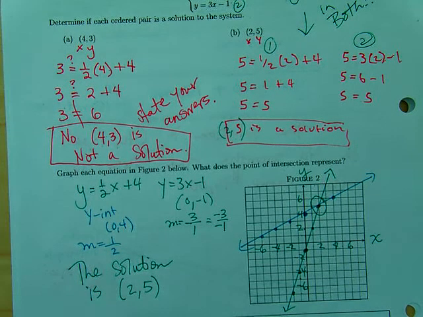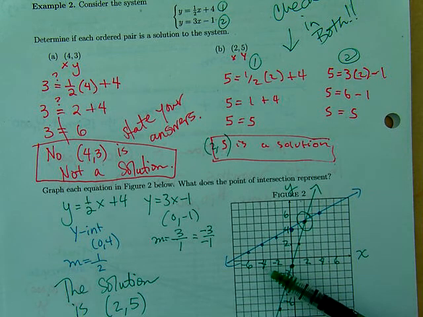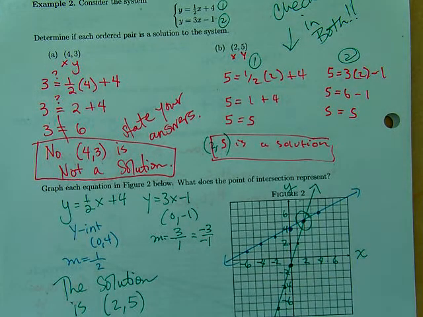I cannot emphasize checking in both strongly enough. Because if you graph one of the equations wrong, okay, sometimes people put the y-intercept on the x-axis. I don't know, crazy things happen. If you graph the lines wrong, they're going to cross, maybe, but the point might not be the right point. The only way you'll know is if you plug it into both equations. Okay? Does that make sense?